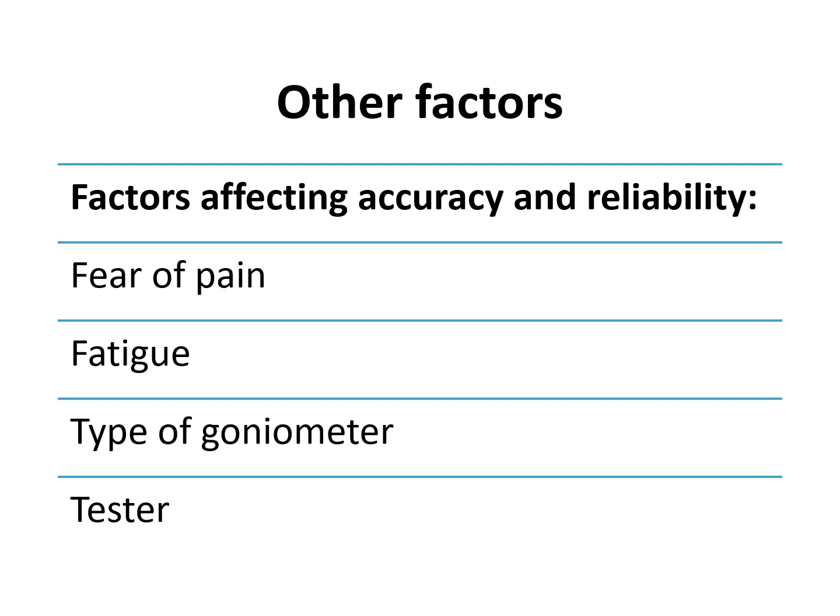Now other factors which can actually affect the accuracy and reliability of your range of motion can be fear of pain. If the patient is scared of the pain which he is having, he will not do the range of motion or the movement quite well. So if there is a lot of fear in the patient, your readings won't be accurate.